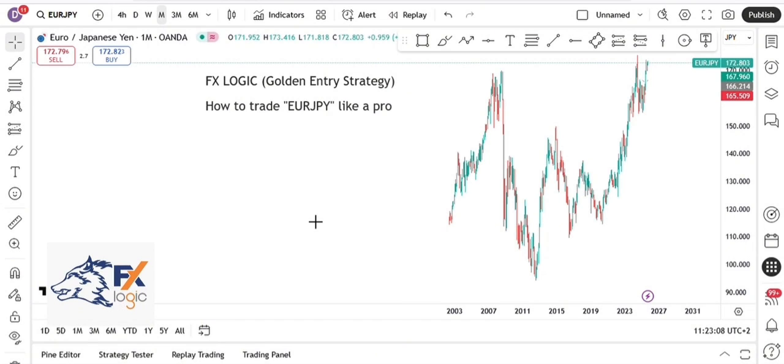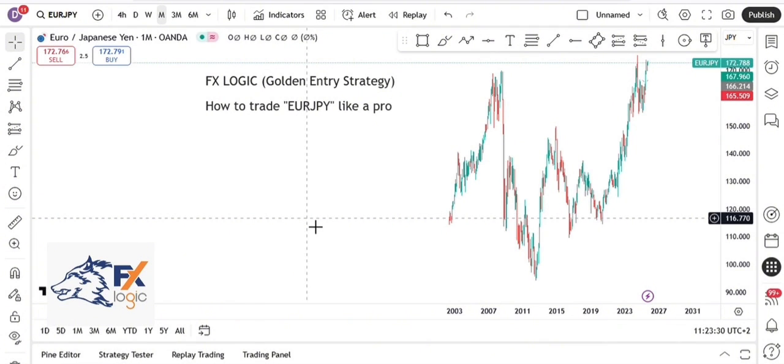It's another day today, and we are going to be looking at EURJPY. How we can trade EURJPY like a pro. Are we ready? So come close and let's dive into this one.